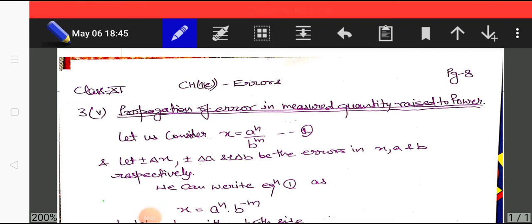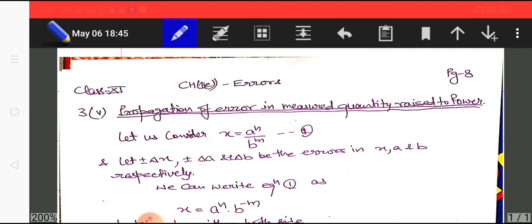Hello dear students. As you know we have been continuing error propagation, and so far we have studied how error propagates in addition, subtraction, multiplication and division. Today we will do the last part, that is error propagation in measured quantity raised to a power.